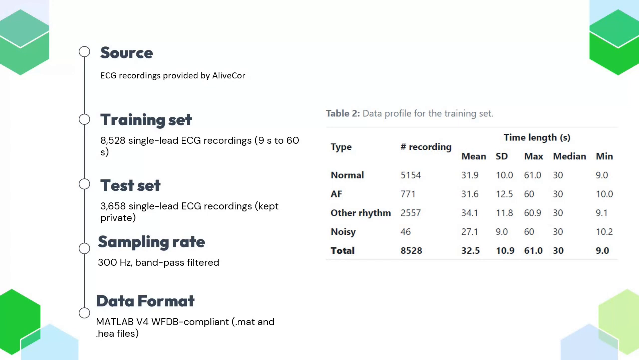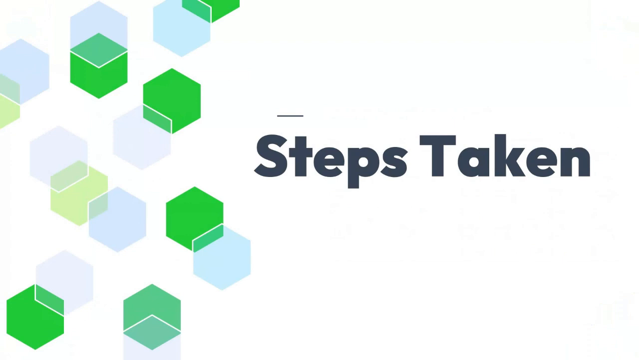These recordings are provided in MATLAB v4 WFDB compliant format, which includes both the .mat file containing the ECG and a .HEA file with waveform information. As we move forward, we'll explore how we use this data to classify the ECG signals into 4 distinct categories. Understanding the nature and structure of the dataset is very crucial for any project. And now that we are familiar with the dataset, we can move on to the next section, where we are going to discuss the steps that we have taken for the implementation.